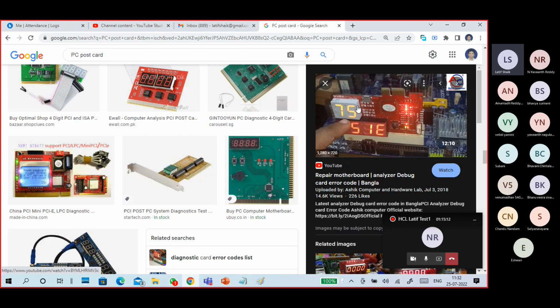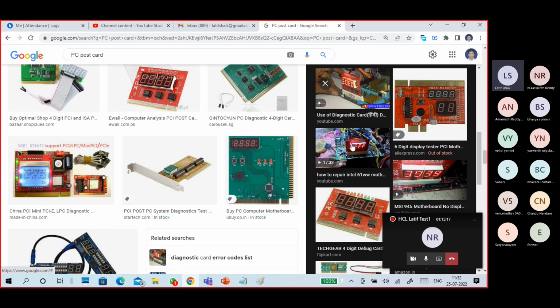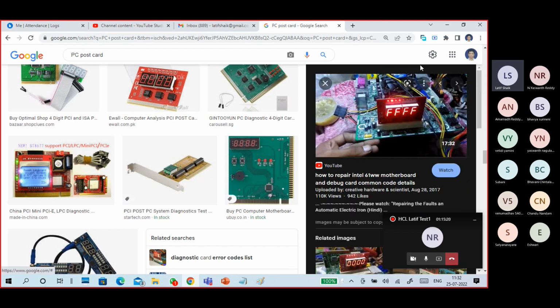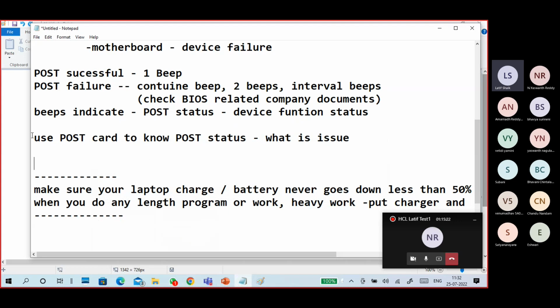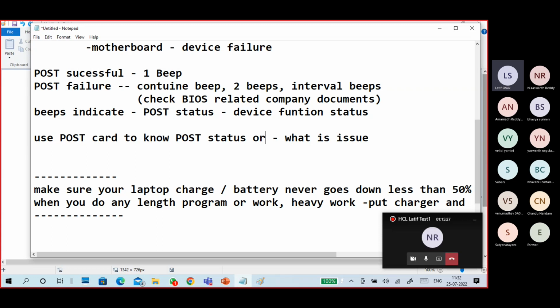Is the motherboard good? Is it a component failure? What type of component is it? What is the possible component? We will understand. So you can use a postcard to know the post status of a motherboard, and what the issue is, you will get it. So we can troubleshoot accordingly.